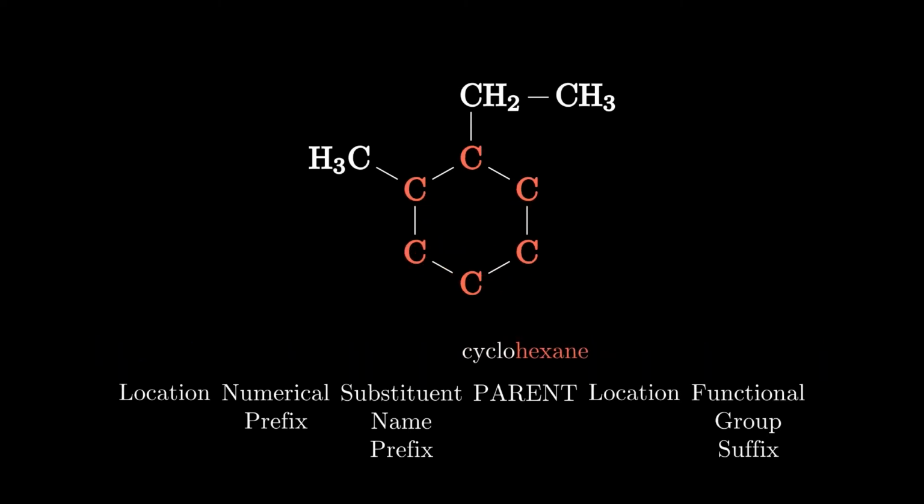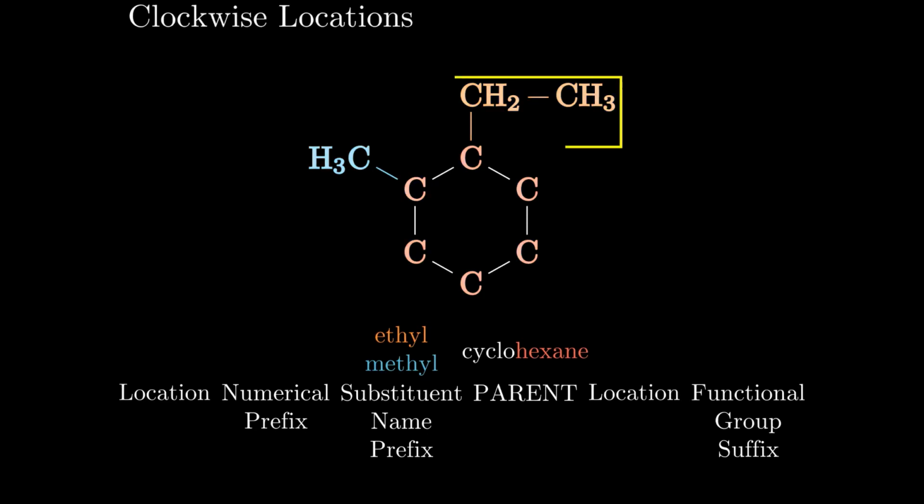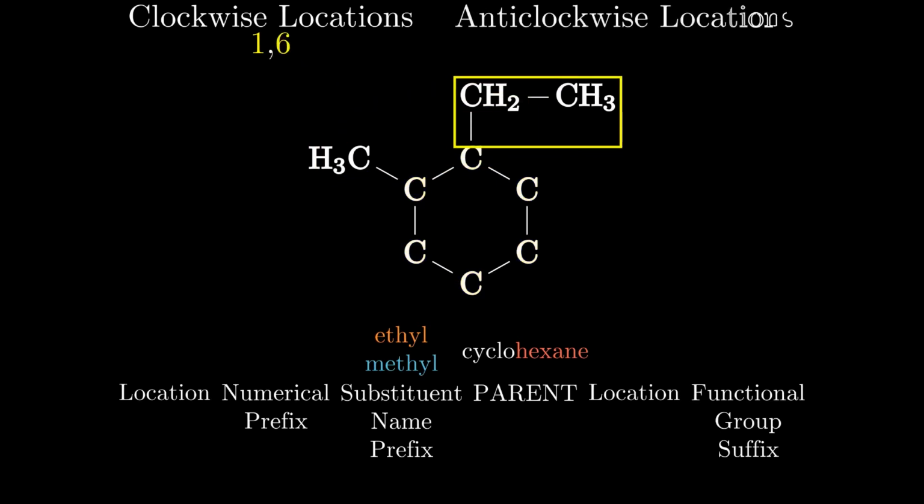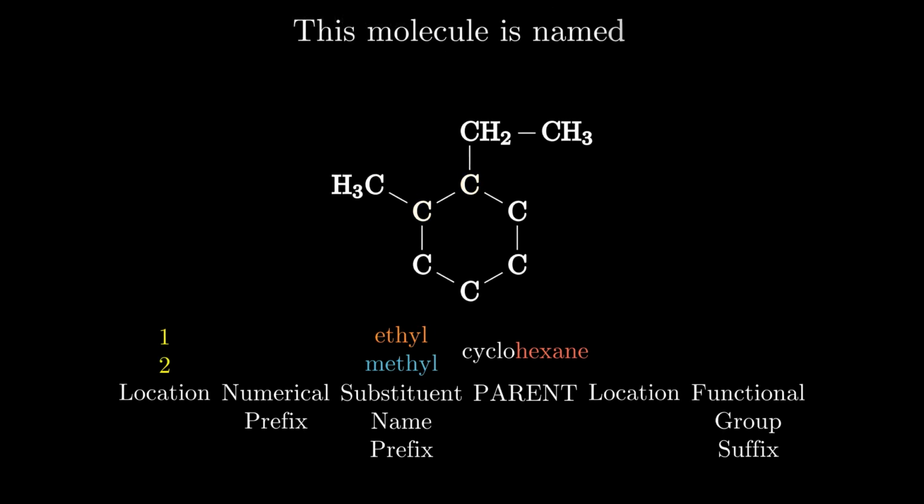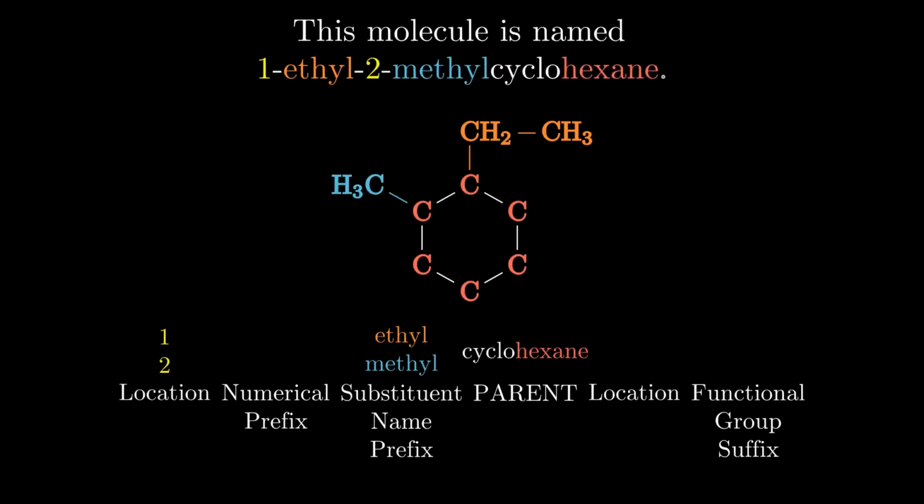We have the same ring structure from before, cyclohexane, and the 2 substituents are ethyl and methyl, so we know what's going to come first alphabetically. So we have to number from the location of the ethyl group, which we give the 1, and clockwise from that position, the methyl group is 6. If we try the anti-clockwise direction, the ethyl group again starts at number 1, and the methyl group is at position 2. So we're obviously going to choose the anti-clockwise locations. So putting everything together to name the molecule, we get 1-ethyl, 2-methyl, cyclohexane.